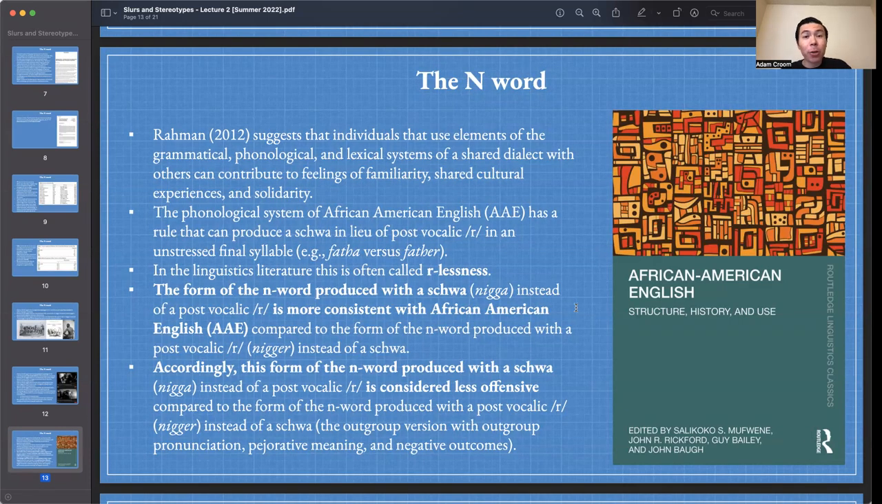Because speakers of AAE systematically adopt R-lessness in their speech, we can understand that the R-less version of the N-word is more consistent with AAE. And the version of the N-word that has an R is less consistent with AAE. So the version that's R-less is less offensive than the version with the R. Okay, so that's what I'm going to discuss here in the next few slides.